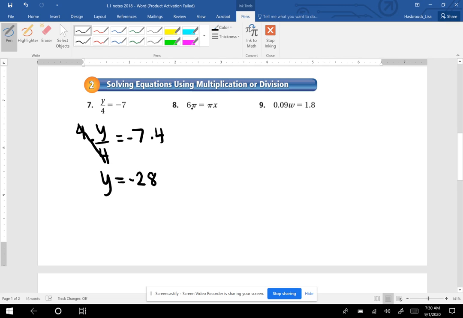For this next one, I have 6 pi equals pi times x. Remember that pi is like a number. So if we have pi times x, to get rid of the pi, we need to divide by pi. They cancel out on the left, so you have x alone. On the right, pi divided by pi, that's just like if you had 2 divided by 2, it equals 1, so we have 6 left.